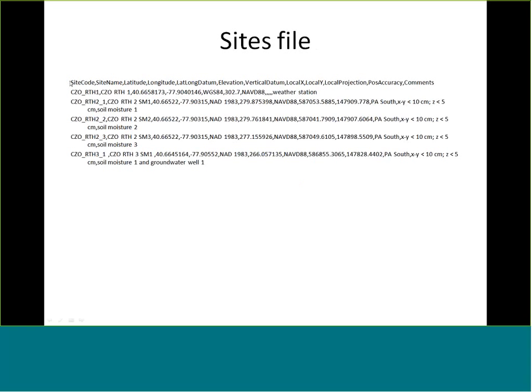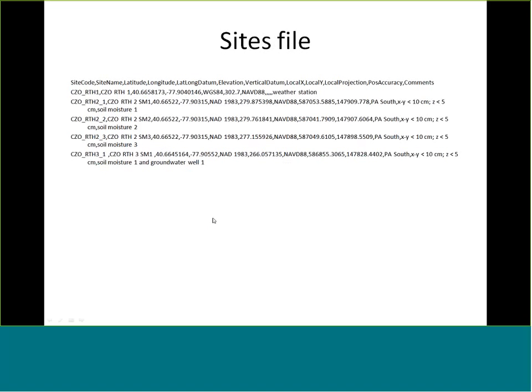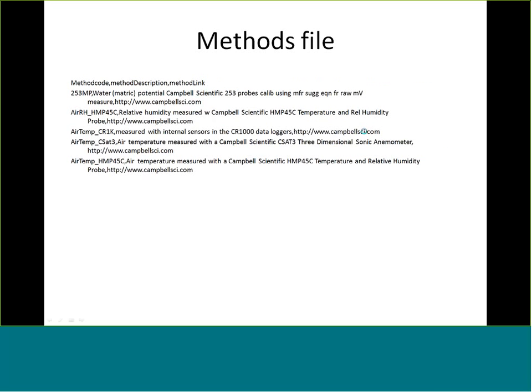The sites file is pretty standard. It's this top line here. It's a CSV file. Basically, you describe your site with geographic terms, some context names, and possibly other relevant information. For the methods file, we're only looking for three basic fields. It's pretty simple: just a code, a description, and then possibly an external link.